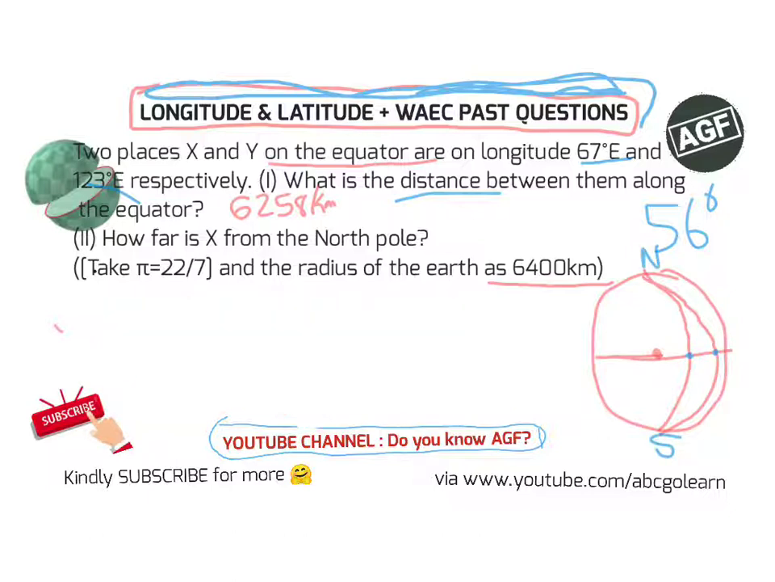Now, to get this number two, what you can see here is: how far is X from the North Pole? Now, I want to tell you that this is X, right? The first one is X, the one that has 67 degrees east. So from this very place to the North Pole here, you can see it's 90 degrees.